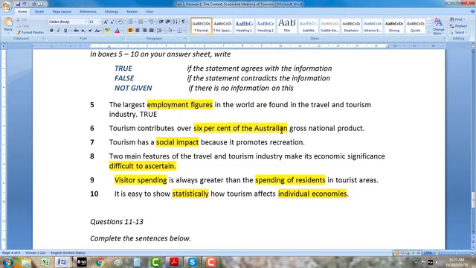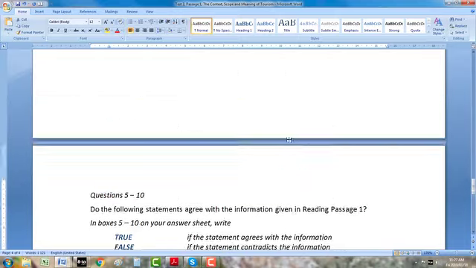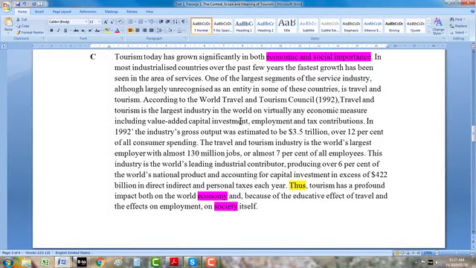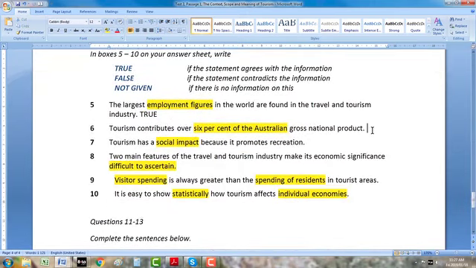"Tourism contributes 6% of Australian gross national product." Actually, I already know this is not given because there's nothing about Australia. I've scanned. Where's 6%? There's 12%. There's 7%. There's 6% of the world's national, and nothing about Australia. Quite confident that's going to be not given.